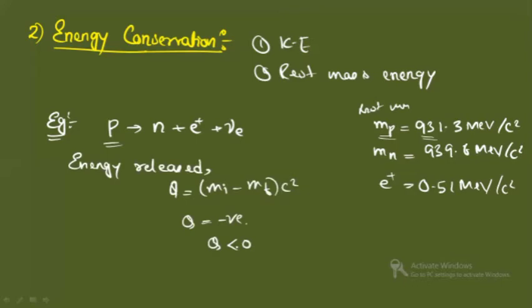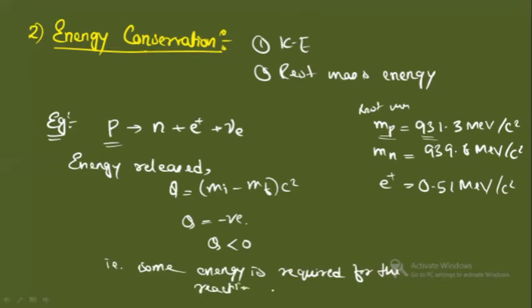Now since Q is less than 0, that means the energy released is less than 0. That means some energy must be supplied, or there must be some energy given for the reaction to occur. Q is less than 0, that means some energy is required for the reaction to occur. So we will write: some energy is required for the reaction to occur.